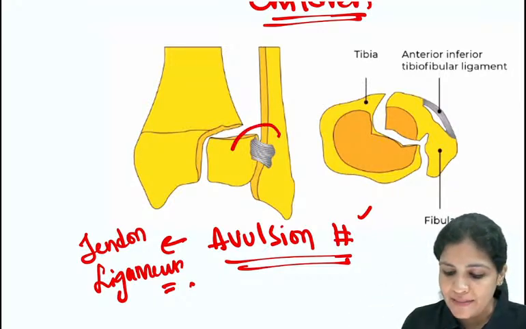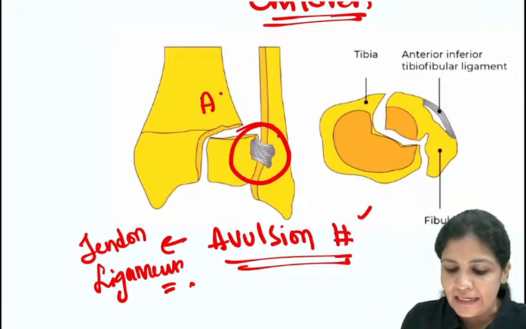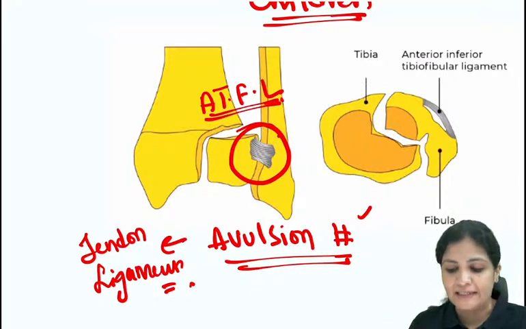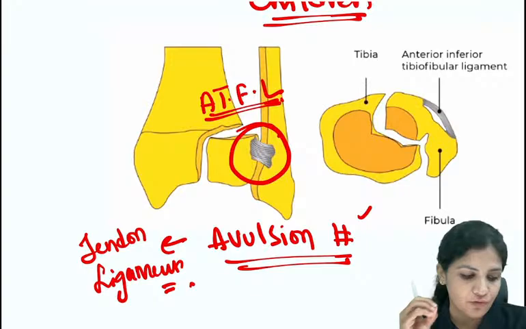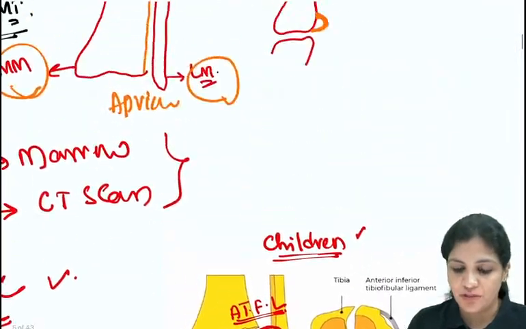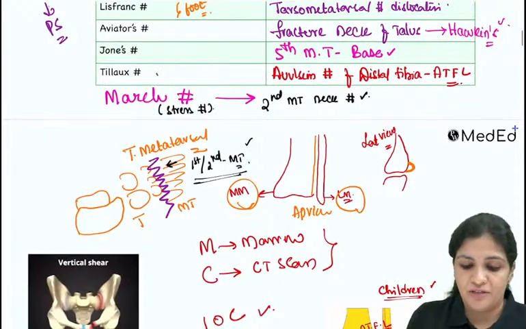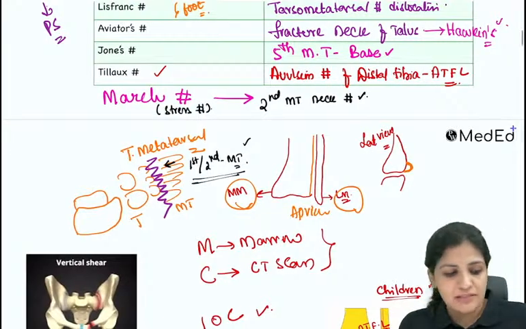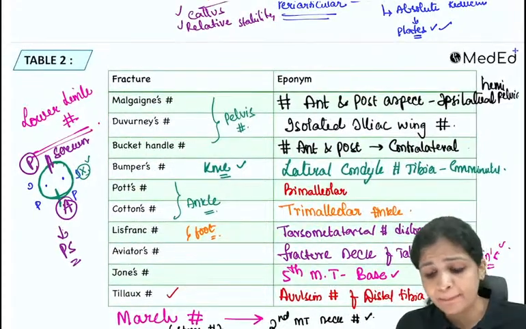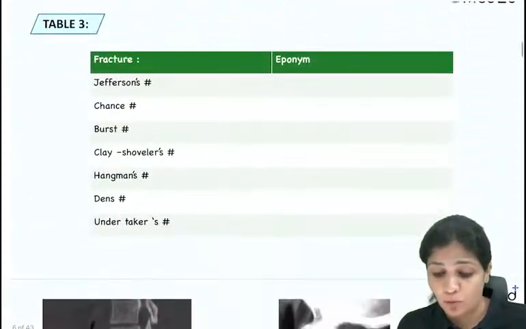So here what happens is there is an anterior tibiofibular ligament which is attached there. Now that is pulling part of the bone. Because of this ligament, there is a fracture, that is avulsion fracture, which is called the Tillaux fracture. Understood? So this is about the various fractures both in the upper limb and the lower limb. Hope I have completed most of them.